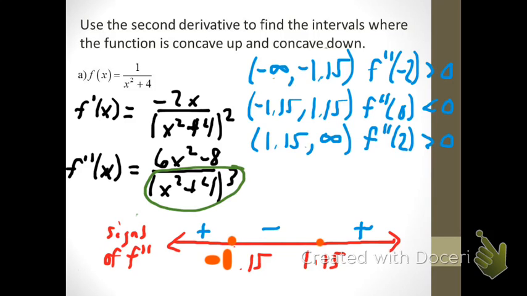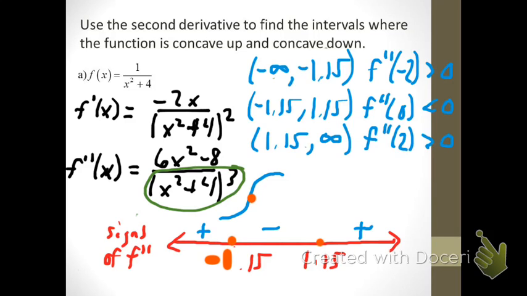Okay, so we had two possible points of inflection, places where the concavity could change. And the concavity, remember, is dependent upon the sign of the second derivative. Now, here, as you get to negative 1.15, we had something that was concave up, and then it switched to concave down. So there was a point of inflection.